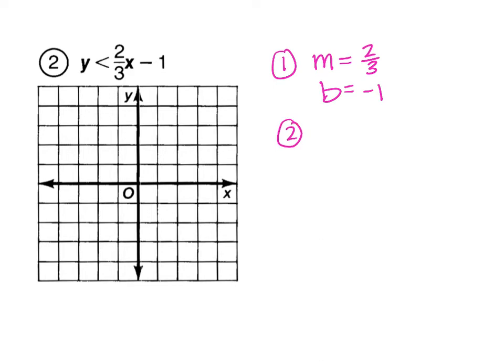Second, do I use a solid line or a dashed line? Well, since the symbol does not have a line underneath, it's not equal to, which means the line doesn't actually count. It's not included. So we don't want the line to count, and the way we show that is by making it dashed. Right? And then third, do I shade above or below? Well, it says y is less than. Less than is below.